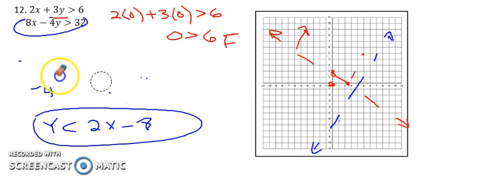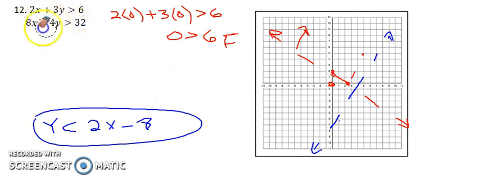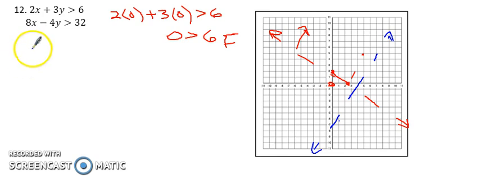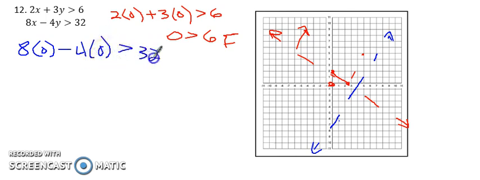I'm going to go back to my original inequality and plug in 0, 0 to see if it's true or false. So let's plug in 0, 0, test point 0, 0. I can see right off the bat that it is going to be false. 0 is not greater than 32. That is false. And I want to shade on the opposite side.